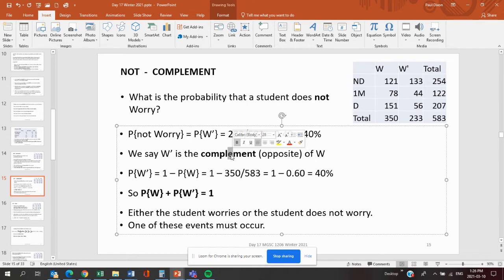Another thing that goes together is opposites. The opposite of worry is to not worry. So they go together. If you're not one, you're the other. If I told you that 40% of students did not worry, then you would know that 60% must worry. One is the opposite of the other. And you get a really simple formula, but it's important that you worry or you don't worry. So if I add the probabilities, I must get 1. I can't get less than 1. That means somebody's missing. I can't get more than 1. It means I've double counted. Okay?